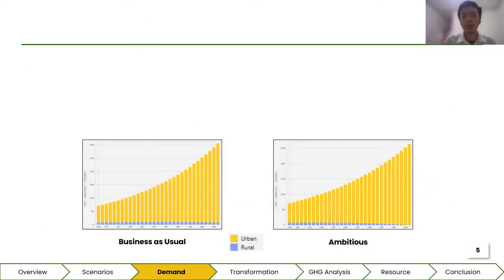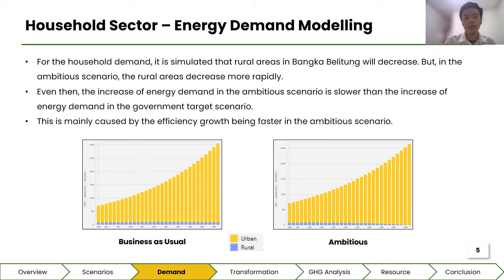So now we will talk about the household sector. For the household demand, it is simulated that rural areas in Bangka Belitung will decrease. But in the ambitious scenario, the rural areas decrease more rapidly. Even then, the increase of energy demand in the ambitious scenario is lower than the increase of energy demand in the government target scenario. This is mainly caused by the efficiency growth being faster in the ambitious scenario. So in the ambitious scenario, we use different technology with better efficiency.